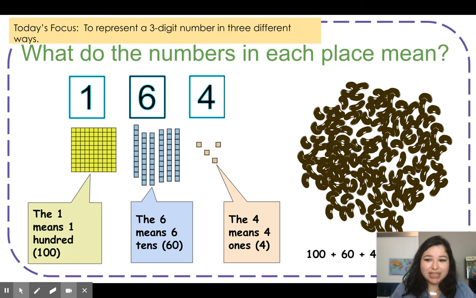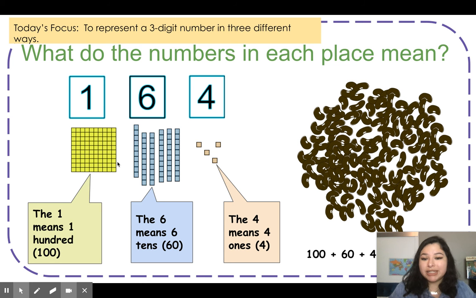Now, the first question is, what do the numbers in each place mean on this example? If you remember, we had an example last week of Jackery who counted all of his beans, and his beans ended up equaling this number, 164. As you can see, there are a couple different ways that they represent this number. The first one is with these number cards up here, and the next way is with these base 10 blocks.